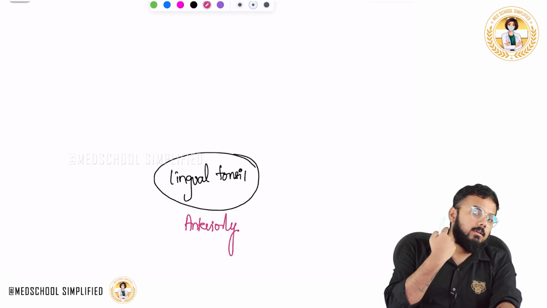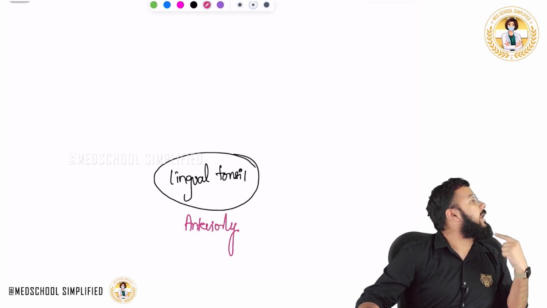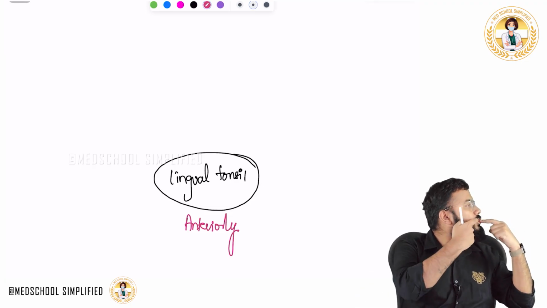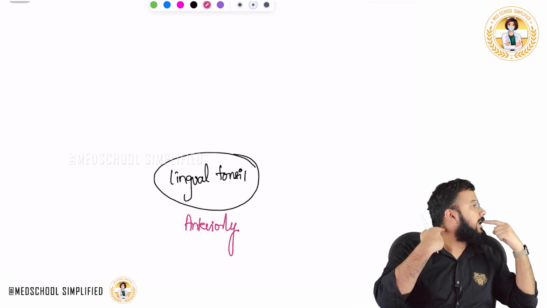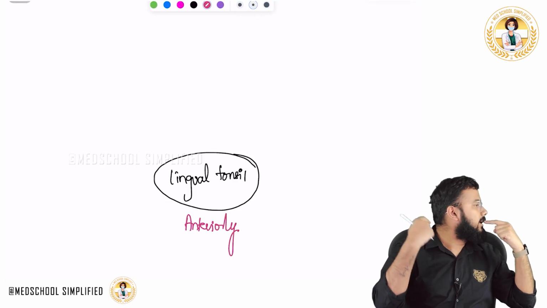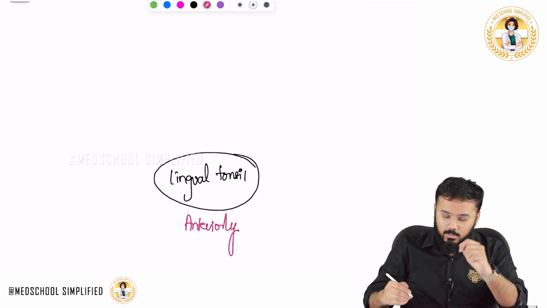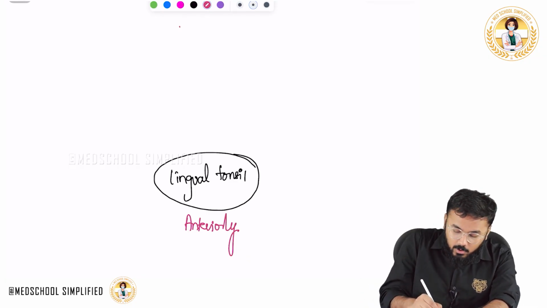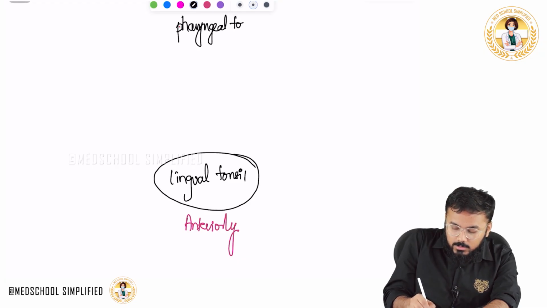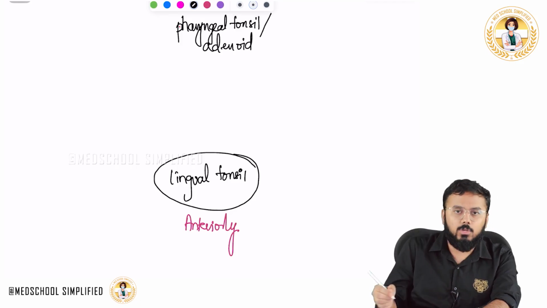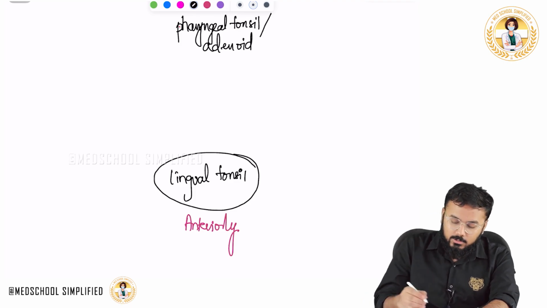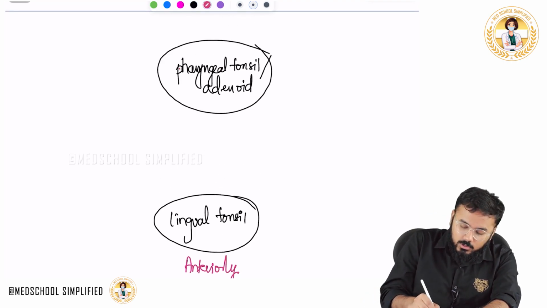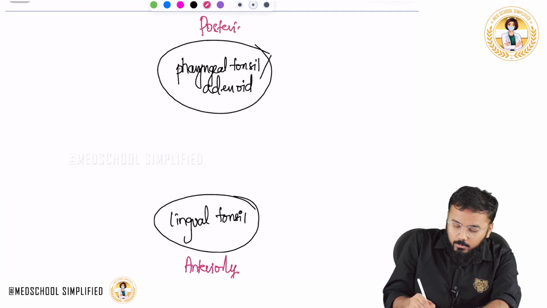Anteriorly in the sense here, posteriorly in the sense back, laterally in the sense here. So anteriorly I have got lingual tonsils. On the back of the pharynx, there I have got a tonsil called as pharyngeal tonsil, which is also called as your adenoids, right? This tonsil is located posteriorly.